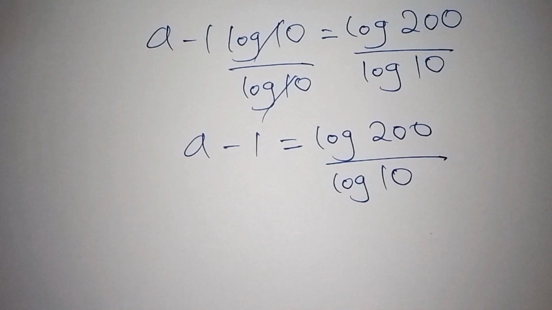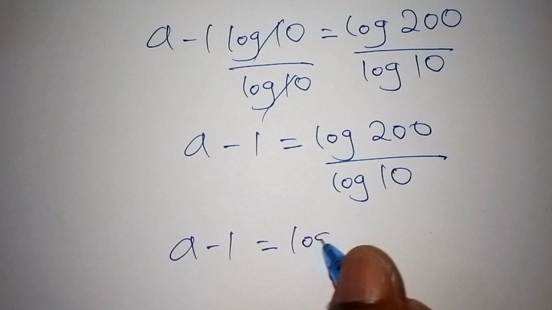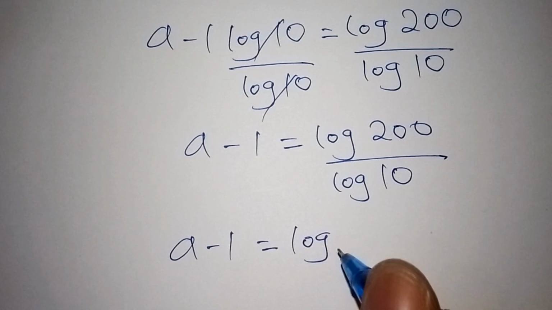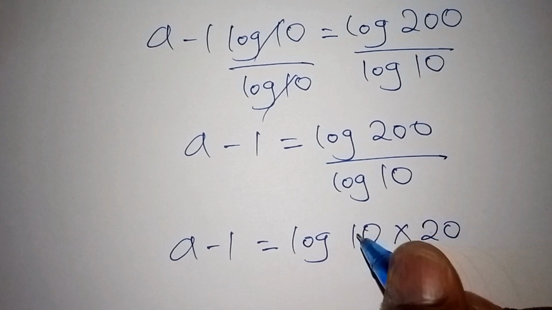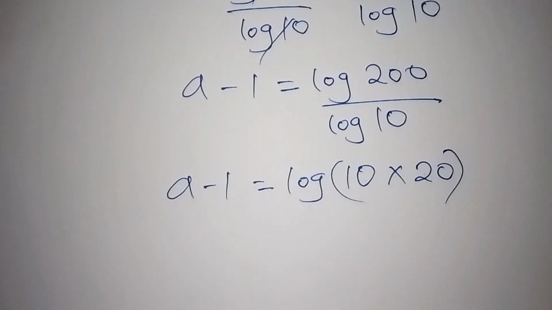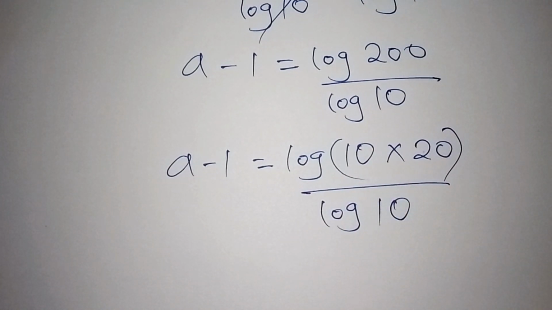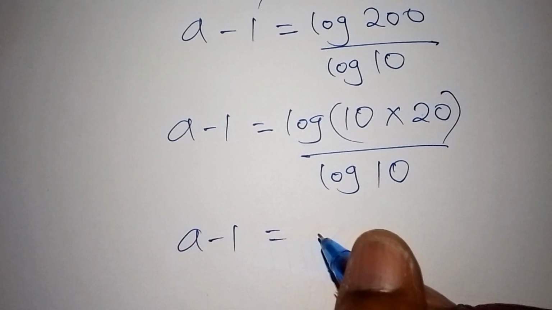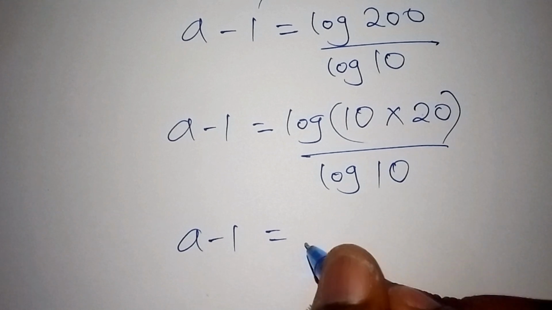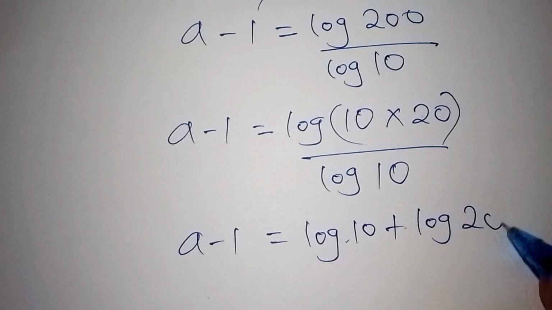So a minus 1 is equals to the log of 200 all over the log of 10. So in this case we can still proceed and factorize the log of 200. So we shall now have a minus 1 is equals to, the log of 200 can also be written as the log of 10 multiplied by 20, then you put them into the bracket all over the log of 10. So we can also express this by saying that a minus 1 is equals to, according to the law of logarithm, the log of 10 plus the log of 20 all over the log of 10.